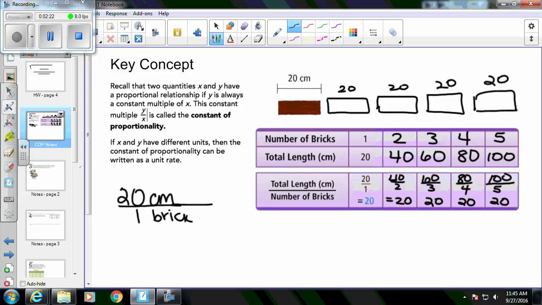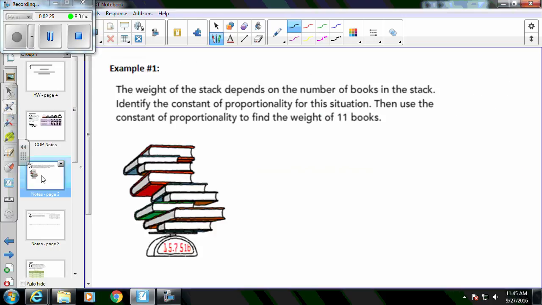Okay, so let's look at our next example. The weight of the stack of books depends on the number of books in the stack. Identify the constant of proportionality for this situation. Then use that to find the weight of 11 books. So it says right here the weight depends on the number of books. Okay, so this is our y value. The y value is the one that depends. That's important to know.